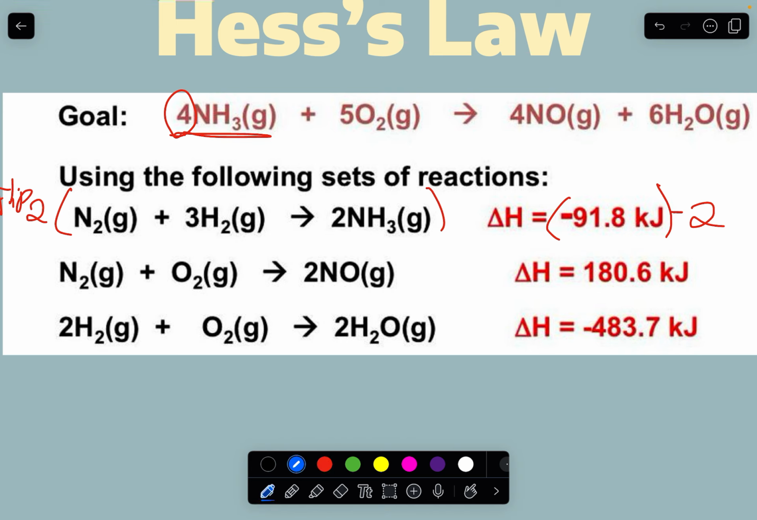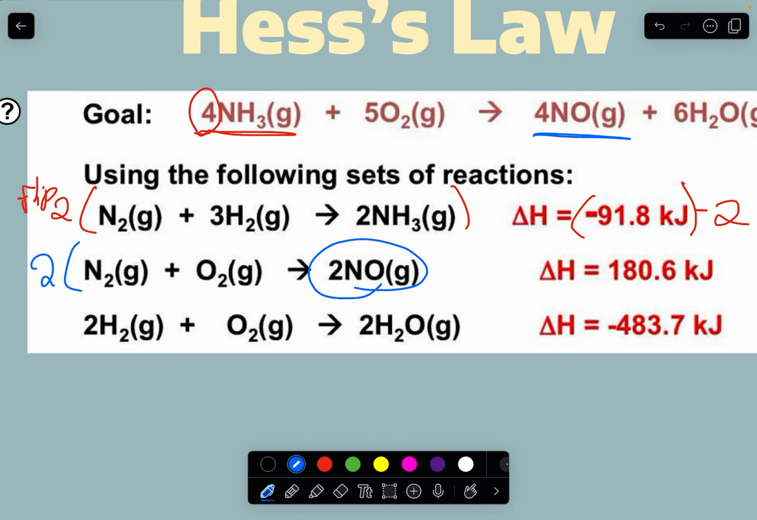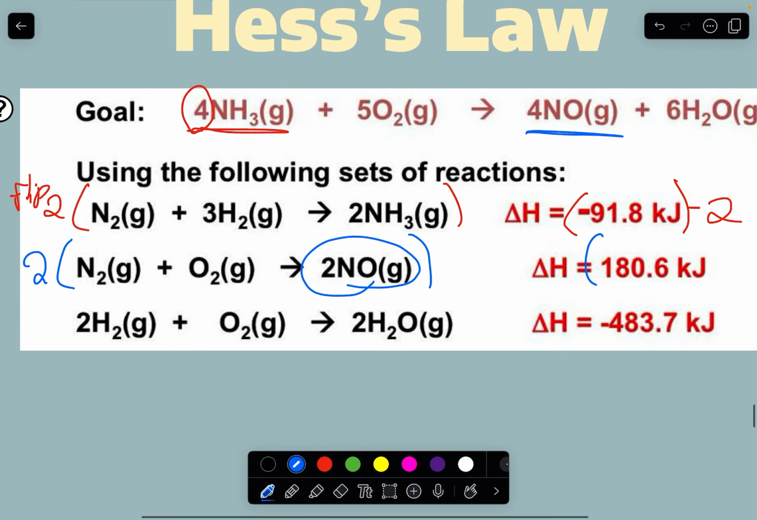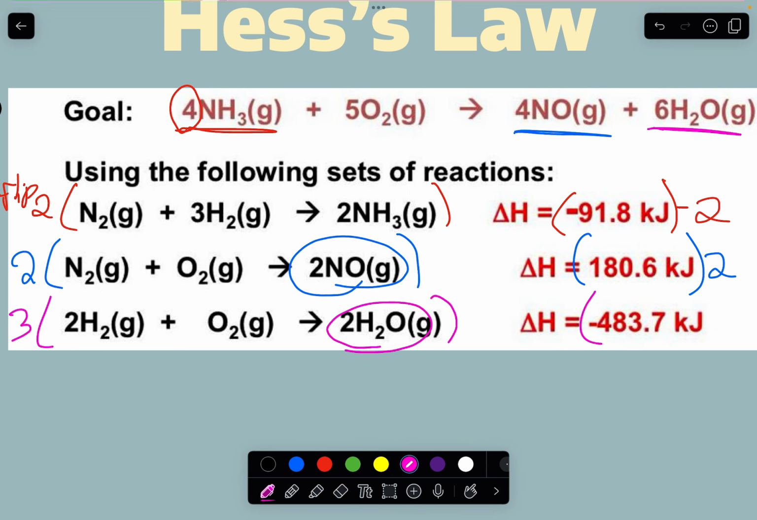Okay, next, O2 is in more than one place, so let's wait on that for now. NO is only right here, so let's do that one. We need to do the same thing. We need to multiply this by 2 to get 4 NOs. That multiplies our number. But we don't need to flip it because it's already on the product side, so that's good. Okay. Let's do H2O as well because it's only right here. We need to multiply this one by 3 to get to that 6H2O, and we don't need to flip it. That's good as it is.